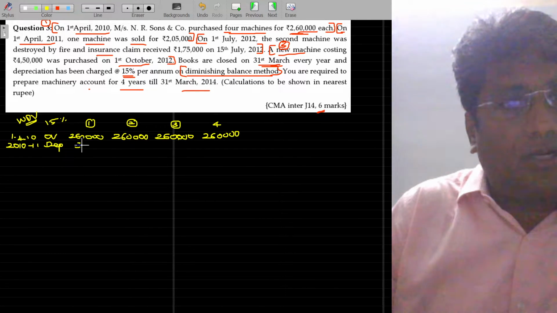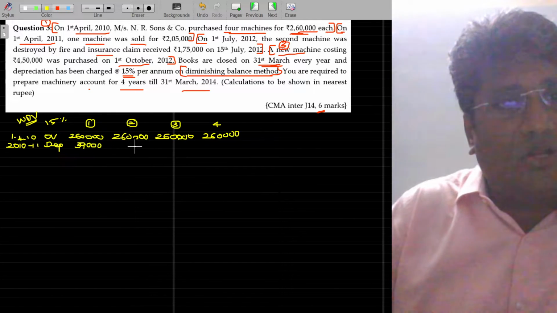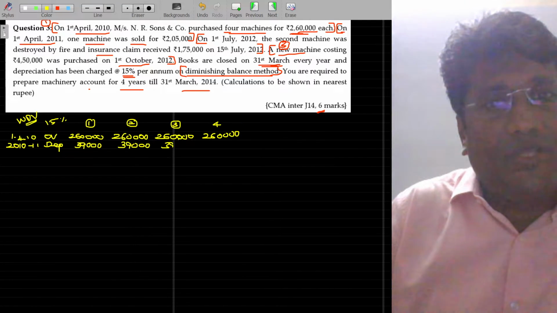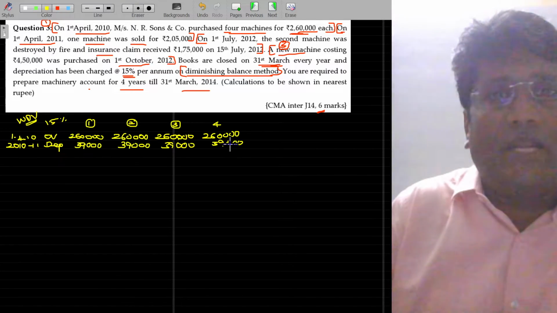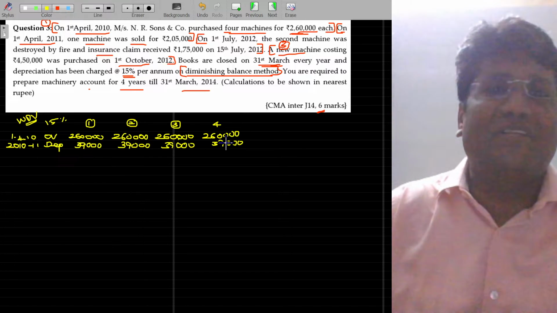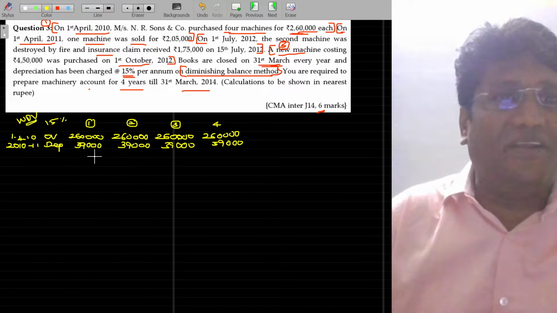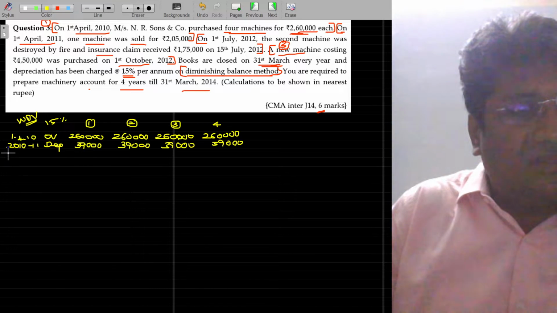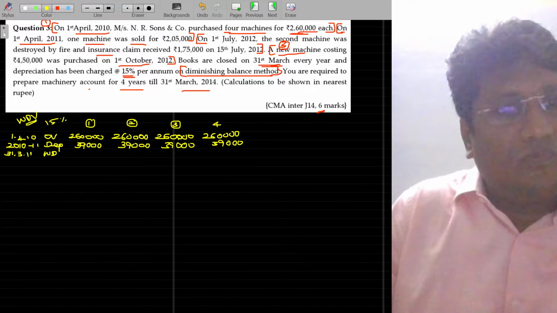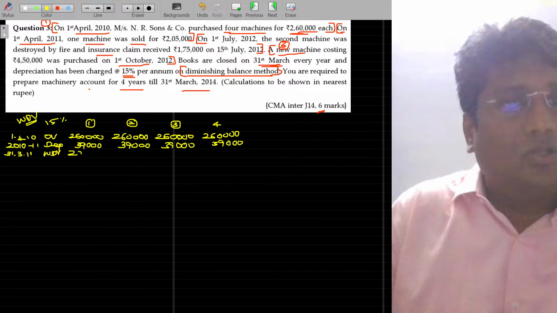39,000. Very good. So start interacting with me by posting your answers in the chat box also, no problem. For all four assets, the amount of depreciation is 39,000 rupees in the very first year. I'm solving this under WDV, and I will solve that under SLM afterwards. 260 minus 39, and on 31/3/2011 the WDV value being 2,21,000.